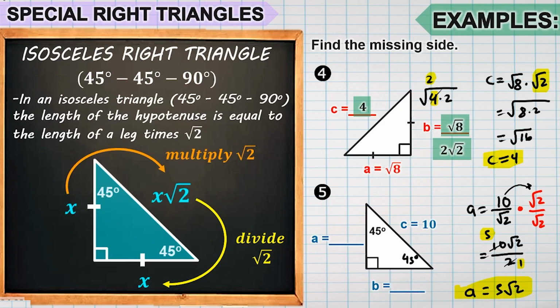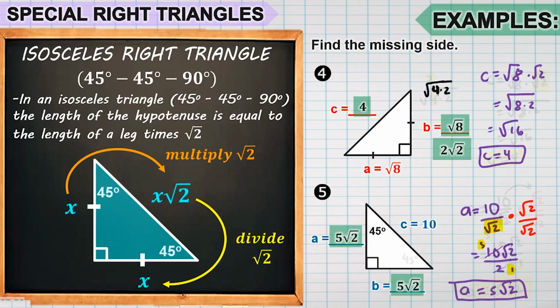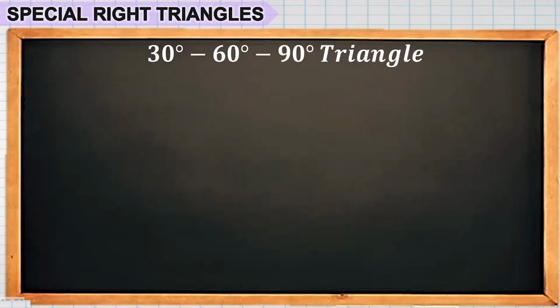Ayan, that means A is equal to 5 square root of 2. At dahil nga congruent lang sila ni B at nung isa pang leg, ibig sabihin si B ay equal kay 5 square root of 2 din. Okay. So that is our first special right triangle. And the next one will be a triangle that is what we call a 30-60-90 triangle. Wala siyang special name, hindi katulad nung special ng isosceles right triangle na 45-45-90.